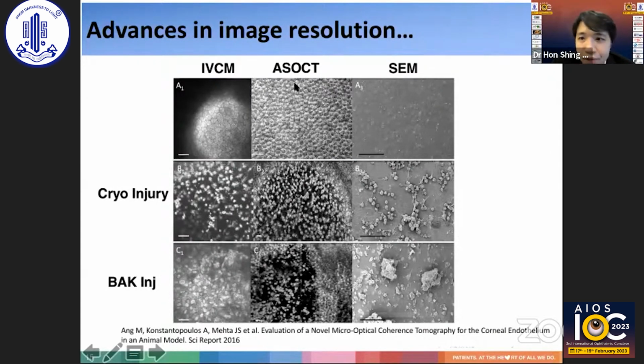UHR-OCT with a resolution of under 1 micron to render histology-like images of the corneal endothelium. And it's comparable, as you can see, to IVCM, which is in vivo confocal microscopy, and SEM, which is scanning electron microscopy. So UHR-OCT has demonstrated the capability of distinguishing corneal nerves and also things like limbal epithelial stem cells. But UHR-OCT are currently still limited to academic institutions, and more user-friendly and commercially available platforms should be the next step in the development of OCT.